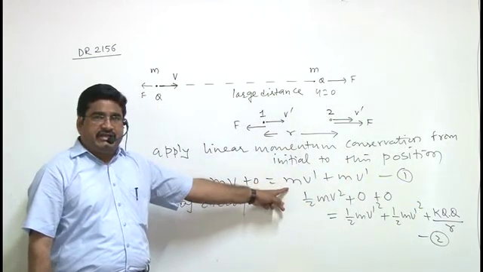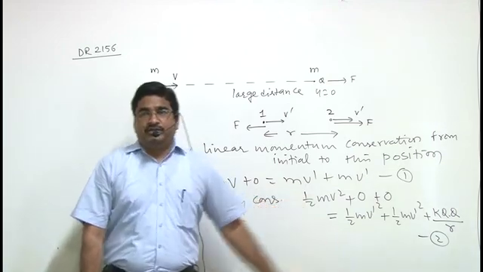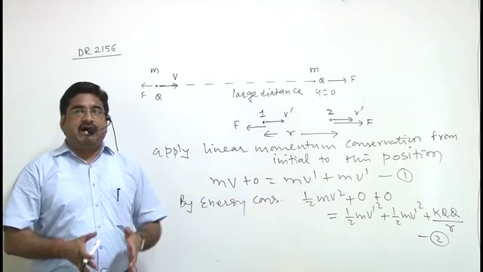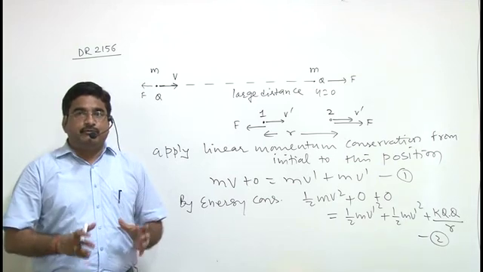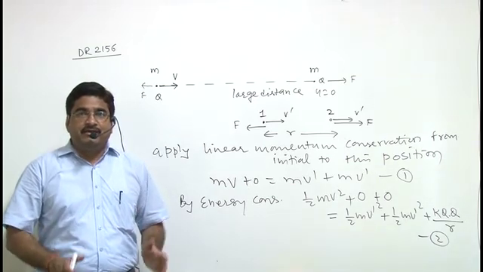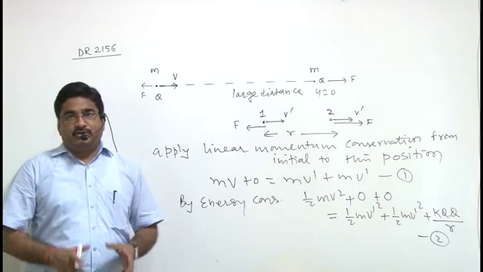By putting the value of v dash into equation number 2, we can get the value of r. This r will be the minimum value of the distance between them, and this will be the answer of this question.